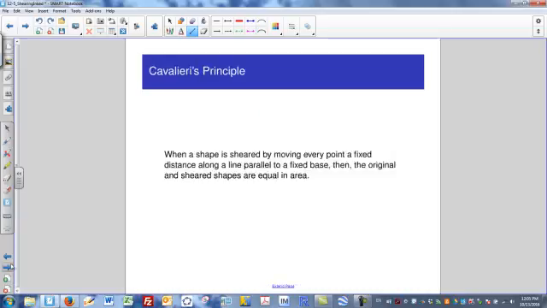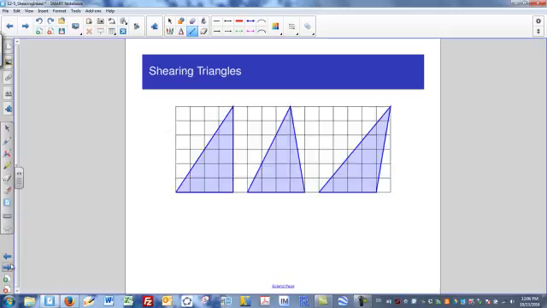So what is Cavalieri's principle? It says that when a shape is sheared by moving every point a fixed distance along a line parallel to the base, which is fixed, then the original and sheared shapes are equal in area. So it's moving stir sticks, if you like. So what does that mean for triangles? Well, that means that if I take a triangle with a certain base and a certain height, I can shear it, and shearing it in any direction will allow me to create triangles of equal area.